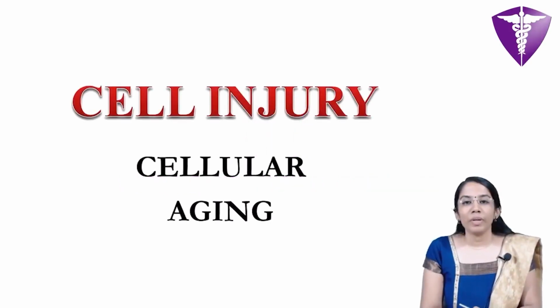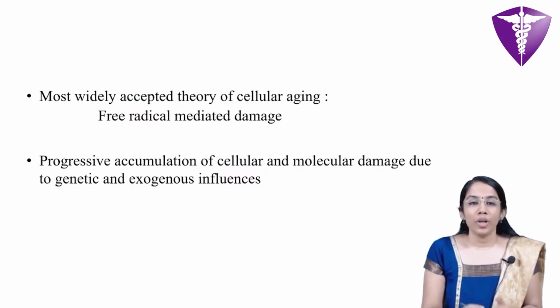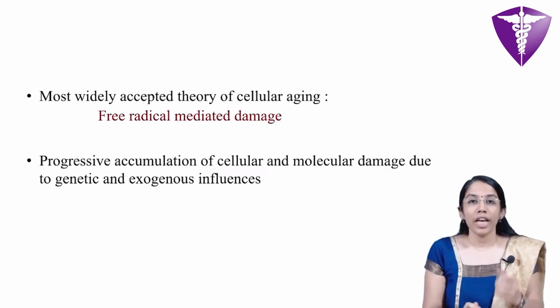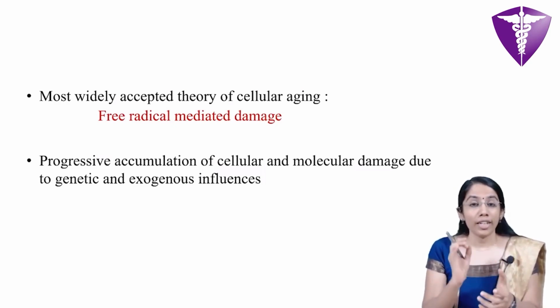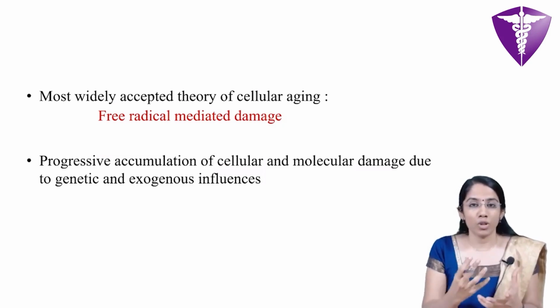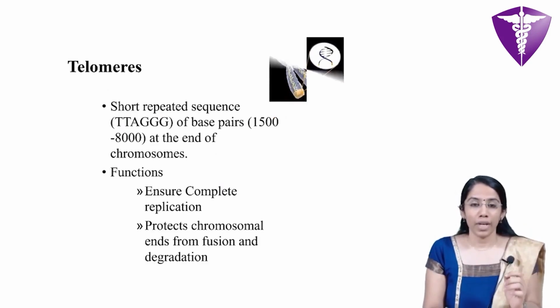Hello, today's topic is cellular aging under the chapter Cell Injury. So, the most widely accepted theory of cellular aging involves free radical mediated damage. So, why does cellular aging occur? It occurs as a consequence of progressive accumulation of cellular and molecular damage due to genetic and exogenous influences over a prolonged period of time.